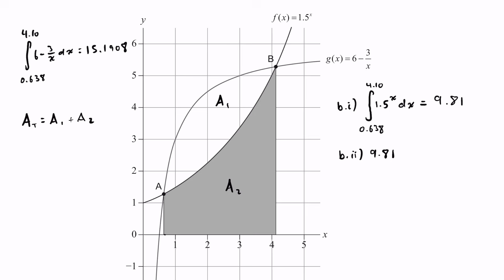We found this total area, the enclosed area plus the area underneath. That was this bound right here. But we don't want this bound. We want to take away A2 and just find A1. So in that case, what we're going to have is the area under this curve minus the area under just this curve right here. So let's write that out. So we have 15.1908 minus 9.81. Let's go to the calculator and solve for that.